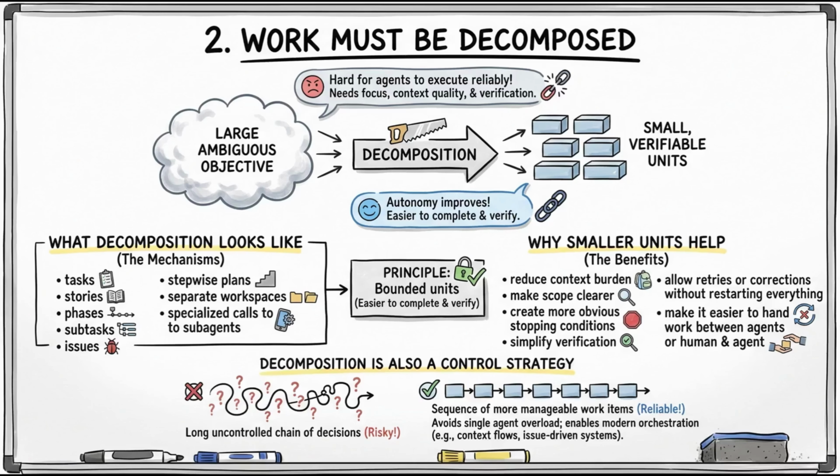It is also important to realize that decomposition isn't just about planning. It is a vital control strategy. Breaking work down helps the overall system avoid long, uncontrolled chains of decisions, instead of forcing a single agent session to juggle an entire massive project as one giant mental object. The system transforms the project into a sequence of manageable, bite-sized work items. This is a foundational concept, and it is a principle you will see everywhere in modern AI orchestration, from context-based workflows to issue-driven work systems.